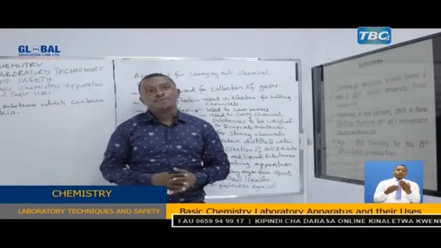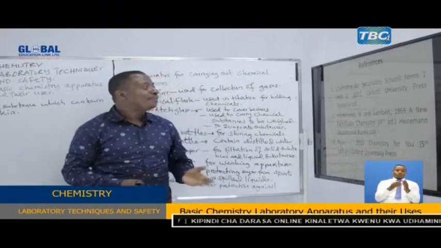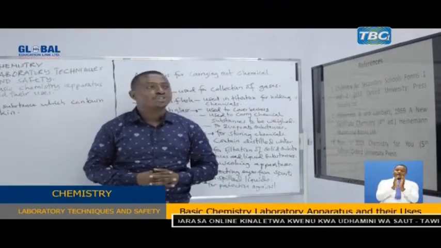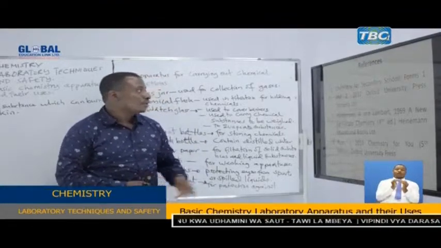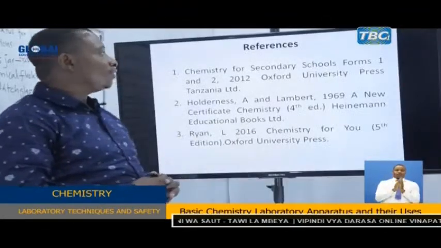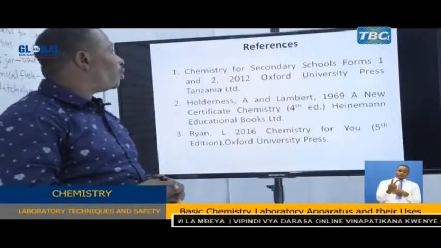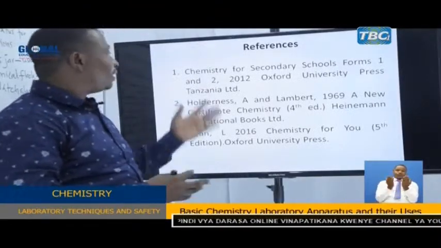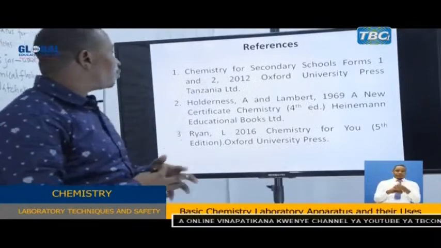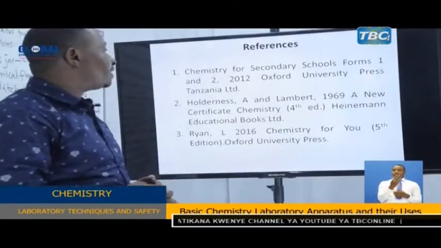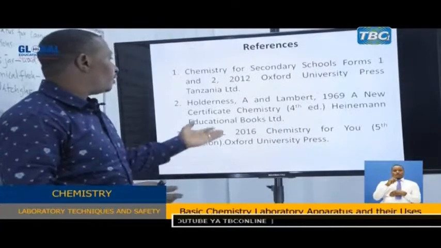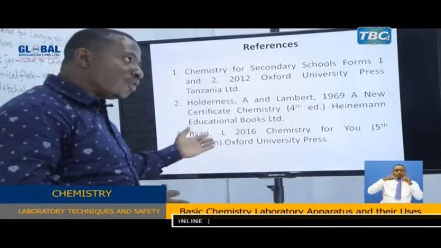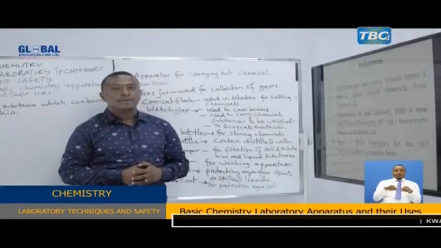Dear students, you will have to go through some references so as to get more knowledge on basic chemistry laboratory apparatuses and their uses. You have Chemistry for Secondary Schools, Form 1 and 2, by Oxford University Press. Go and find that book. You have the other book, which is Holderness and Lambert. You go and find it. And the other one is Lion, Chemistry for You. You go and find that kind of book.